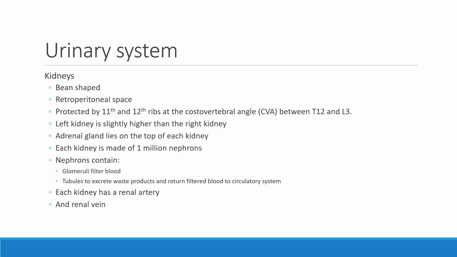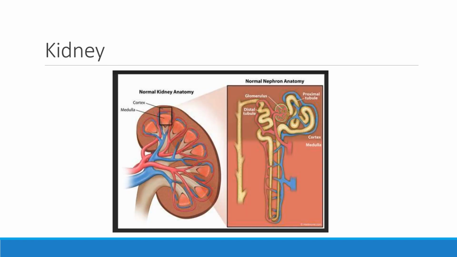Each kidney is made up of 1 million nephrons, and nephrons are really the functional unit of the kidneys. The nephrons contain glomeruli, which filter the blood, and tubules to excrete waste products and return filtered blood to the circulatory system. Each kidney has a renal artery, which perfuses the kidney, and a renal vein, which returns the filtered blood to the circulatory system.